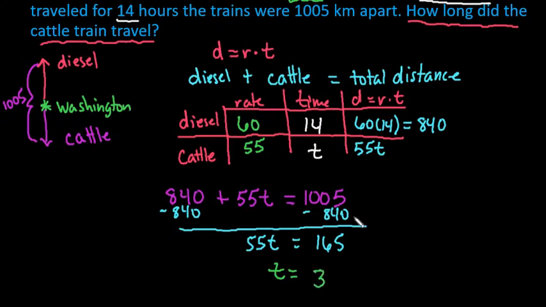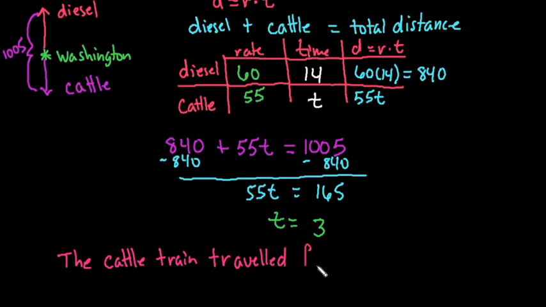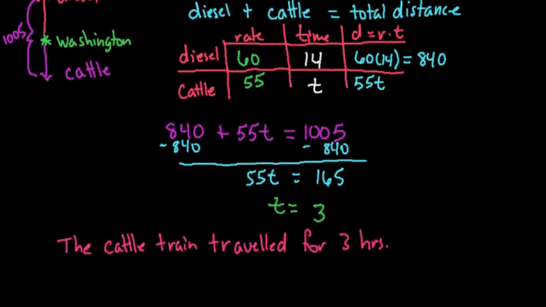Remember that what we were looking for was how long the cattle train traveled. It's always best to answer this in a sentence. So the cattle train traveled for 3 hours. That's what we're looking for. How long did the cattle train travel? The cattle train traveled for 3 hours.